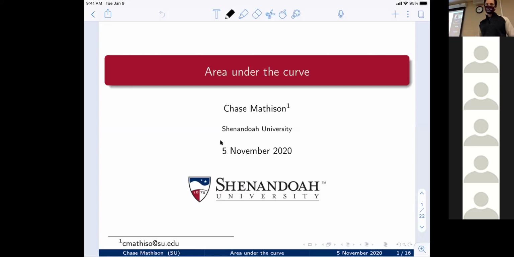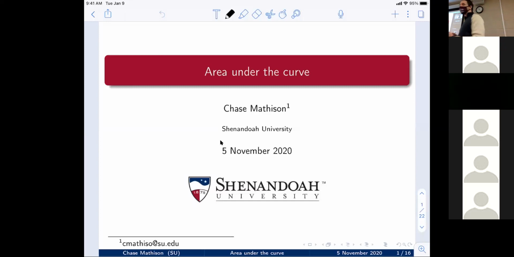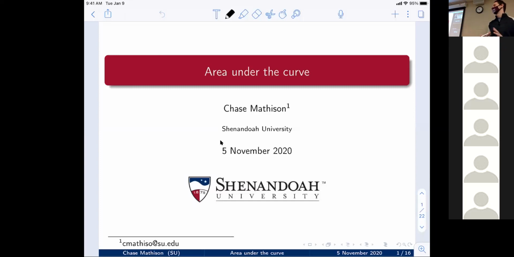All right, so today we're going to be talking about the area under the curve. On Tuesday, I talked a little bit about sigma notation. That's going to be involved a lot going forward, at least when we're talking about the actual definition of what it means to look at the area underneath the curve.